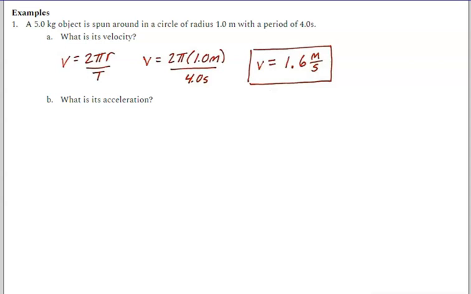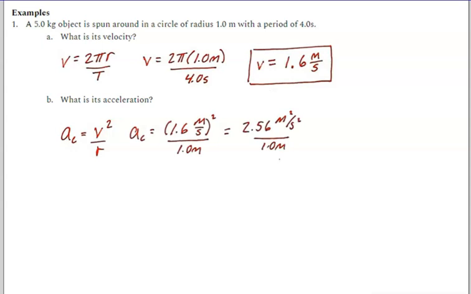In part B, we're trying to find the centripetal acceleration. So we use a_c equals v squared over r. That v is going to be the 1.6 that we found in part A. So we have 1.6 meters per second, squared, over 1 meter. 1.6 squared is 2.56 divided by 1, gives us a centripetal acceleration of 2.6 meters per square second.